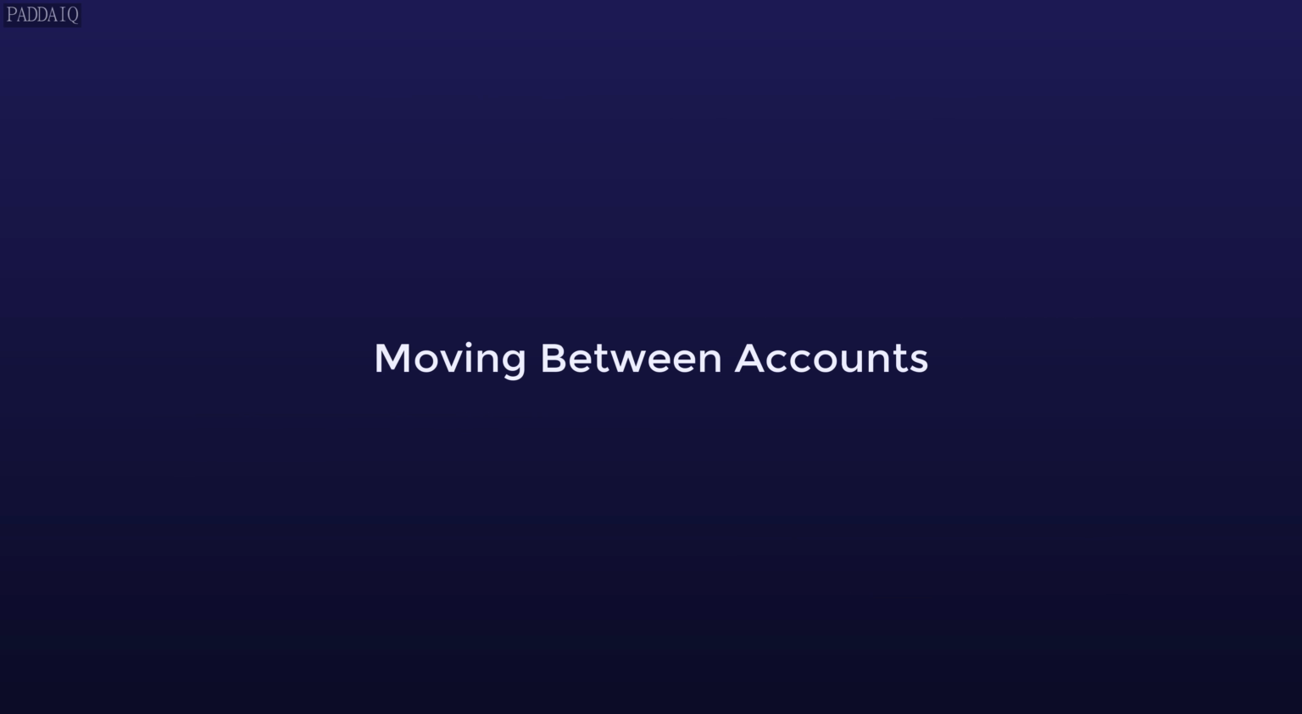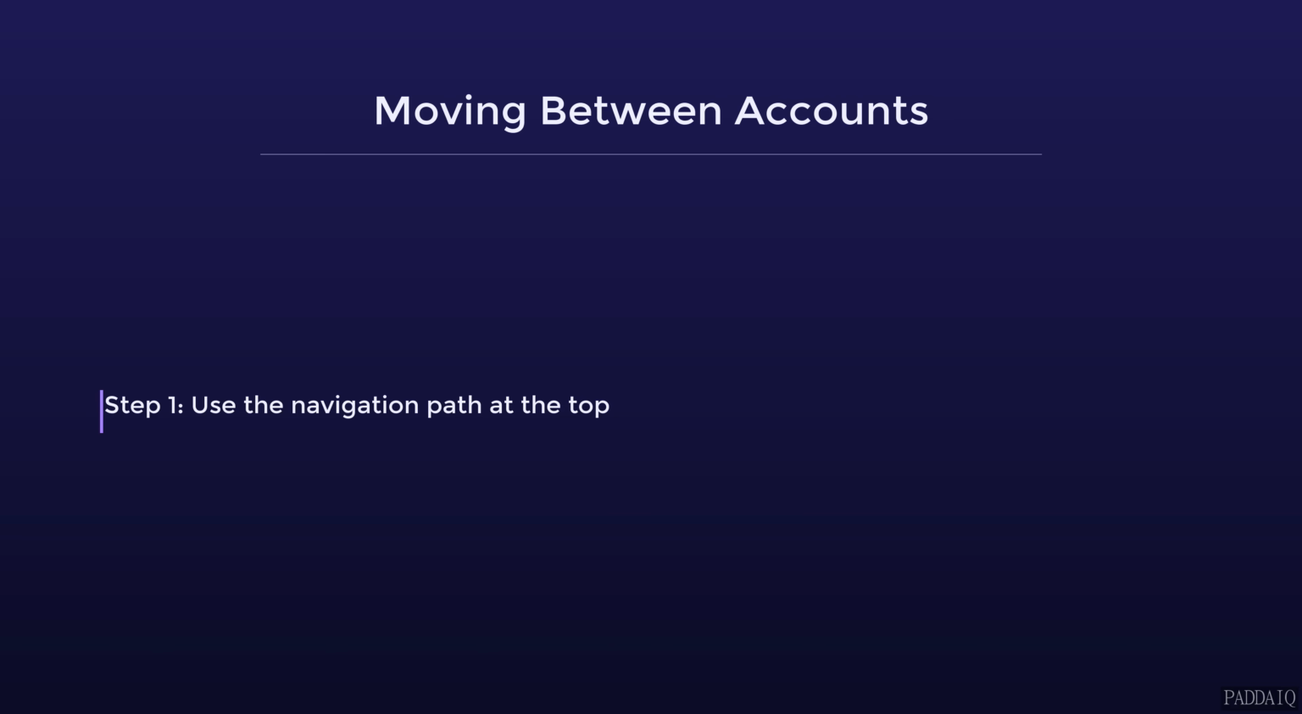Transitioning between accounts. Step 1. Use the navigation path at the top. This means clicking the account name and region links in the header to switch between different SAP BTP accounts. For instance, if you manage both development and production accounts, simply click the path to toggle between them. This ensures you can efficiently access the correct environment for your task.